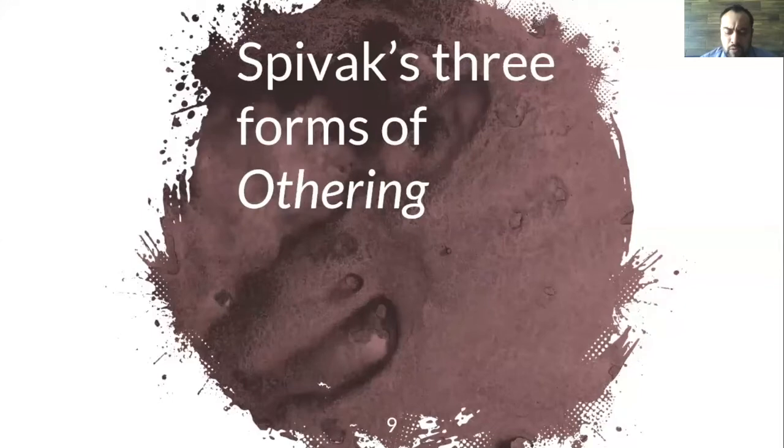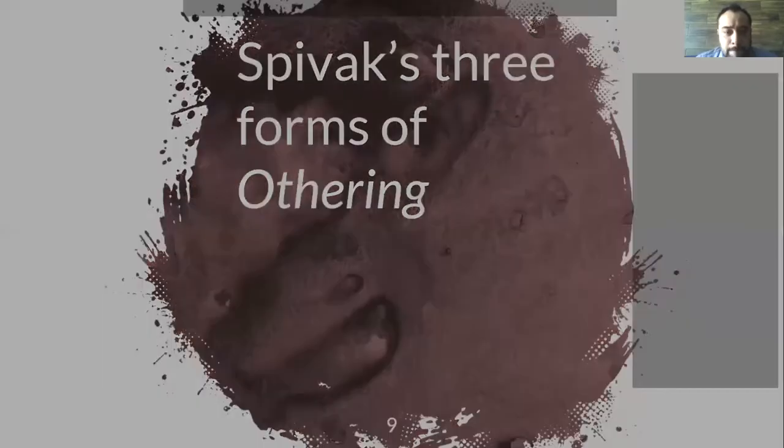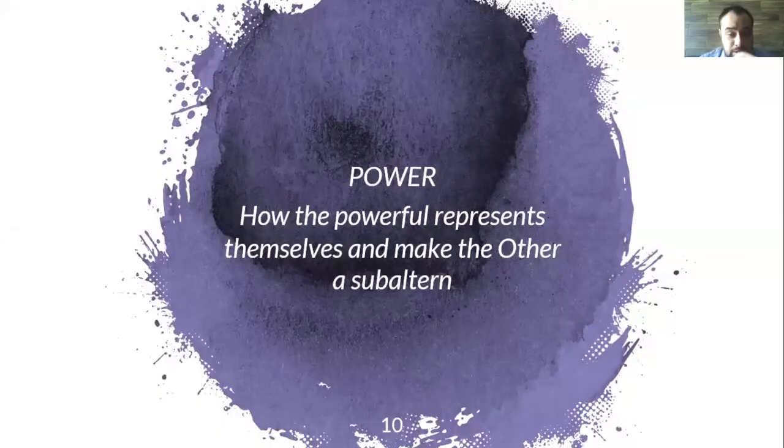Spivak is, as I told you, one of the best known thinkers about othering, and she came up with these 3 forms of othering. She says that there are 3 forms of othering, 3 ways in which othering is pursued. Power is the first. How the powerful represent themselves and make the other the subaltern, right?